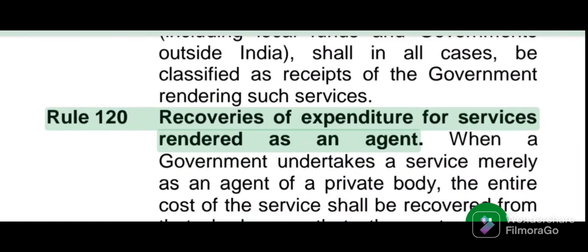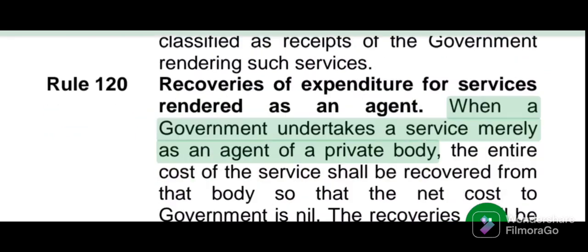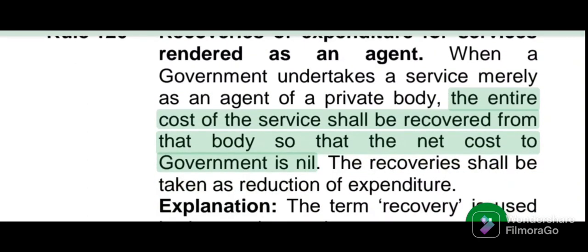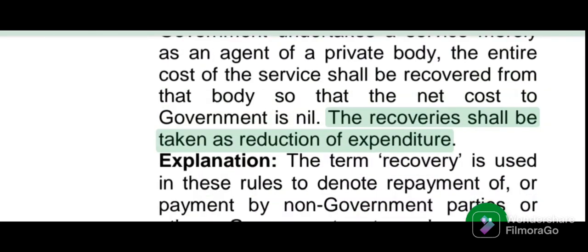Rule 120: Recoveries of expenditure for services rendered as an agent. When a government undertakes a service merely as an agent of a private body, the entire cost of the service shall be recovered from that body so that the net cost to government is nil. The recoveries shall be taken as reduction of expenditure.